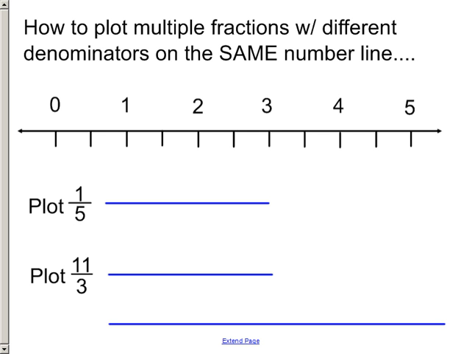There's been a little bit of confusion about how we can go from making a number line that's individual, plotting just one type of fraction, to putting two fractions on the same number line that have different denominators. So let's just back up.